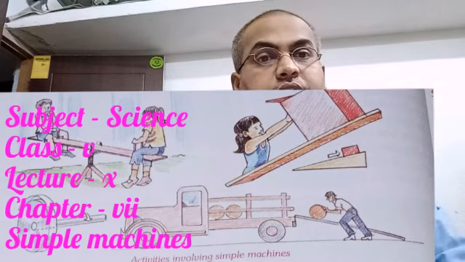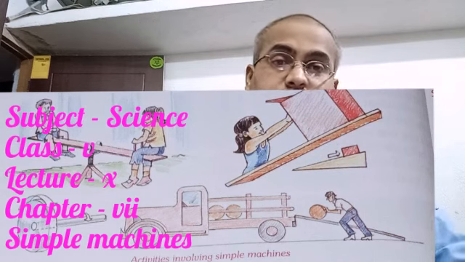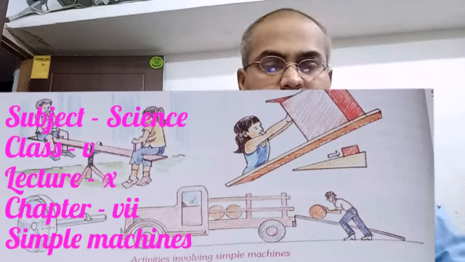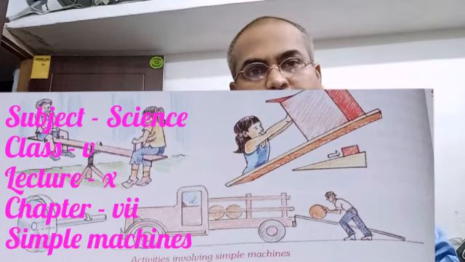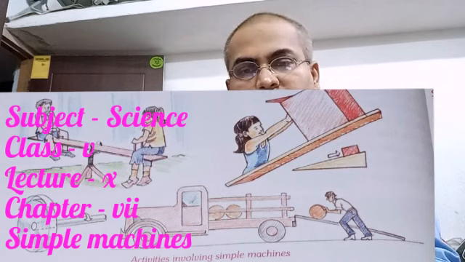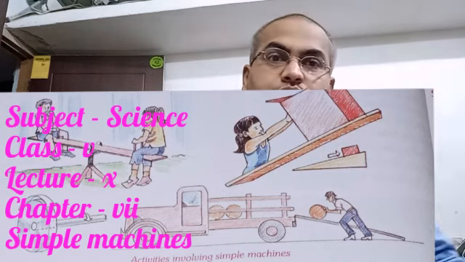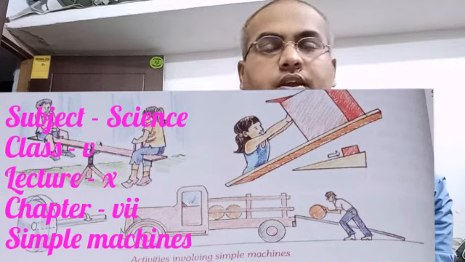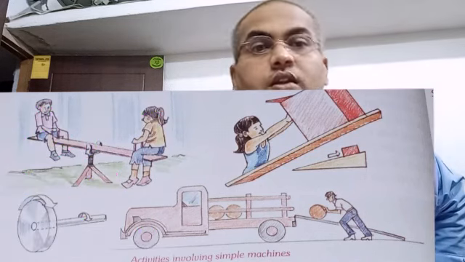Today in this video lecture, we will discuss chapter 7, that is simple machines. And today we will discuss the long question answers of chapter 7. We had already discussed the objective questions and short question answers of chapter 7. Now today we will discuss the long question answers.